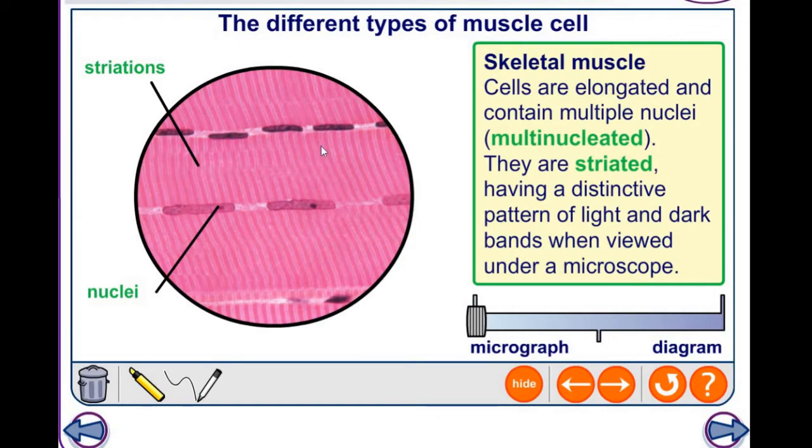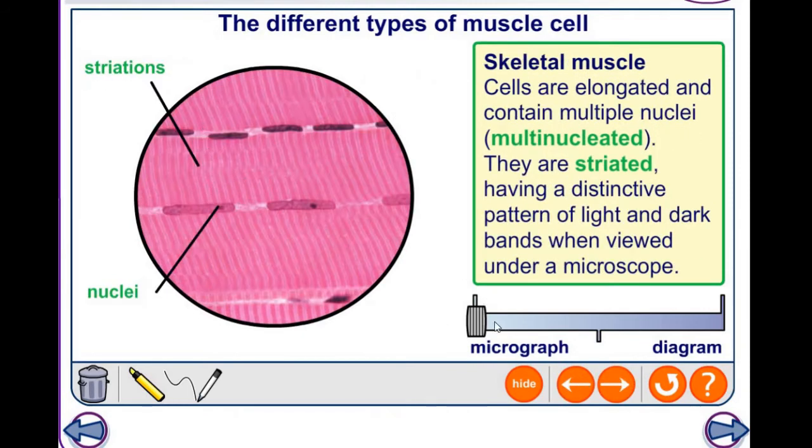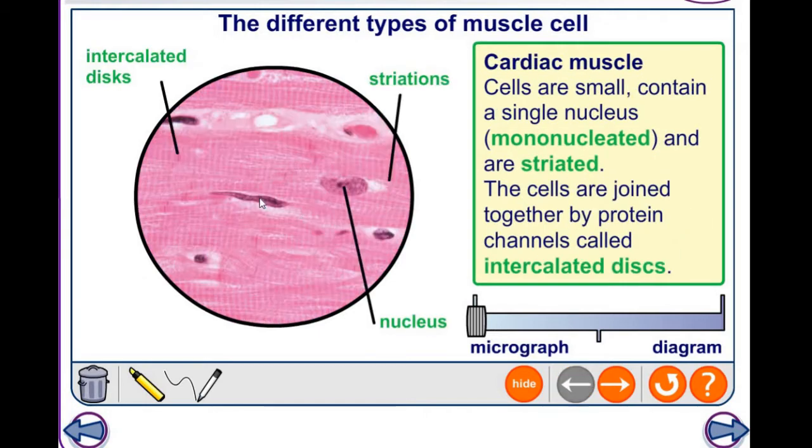So skeletal muscle is much clearer and obvious to see, and if you look at the difference between the two, the staining is different slightly. We've got a darker stain, but you can see these really uniform striations with skeletal muscles, so they're all really similar.